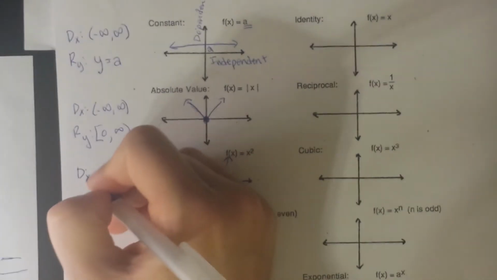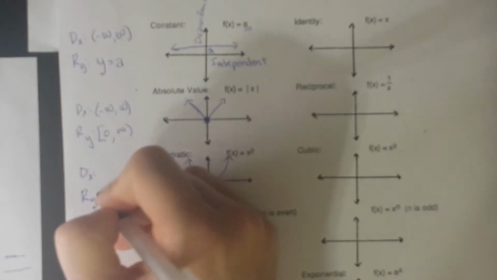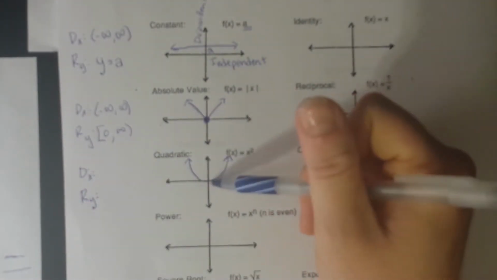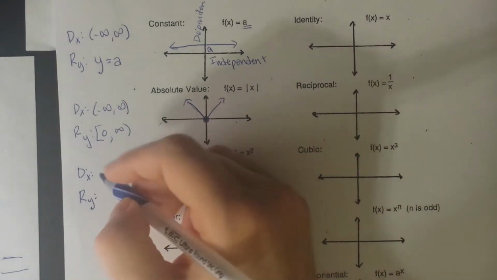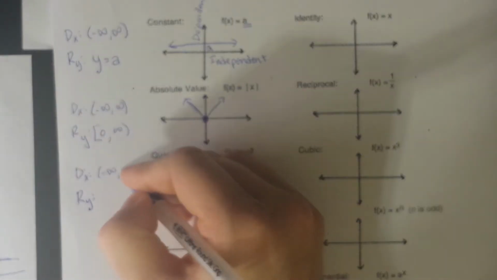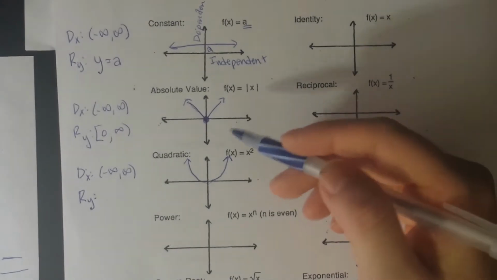Okay, domain d sub x, range r sub y. The domain goes left, left, left forever, right, right, right, right forever. So that's negative infinity to positive infinity. They won't all be like that, so just keep that in mind.